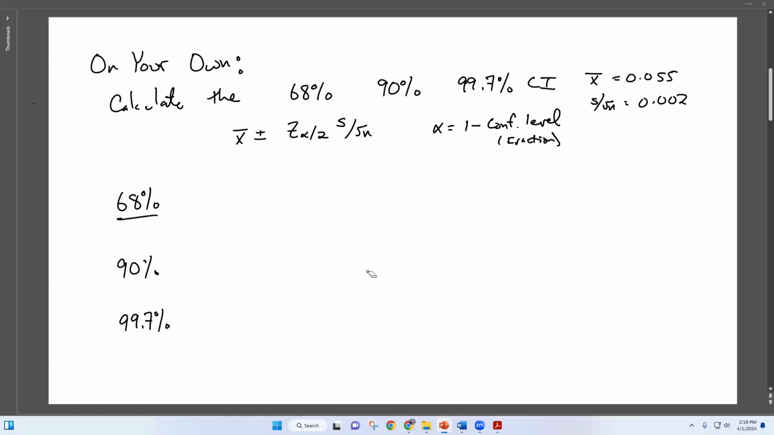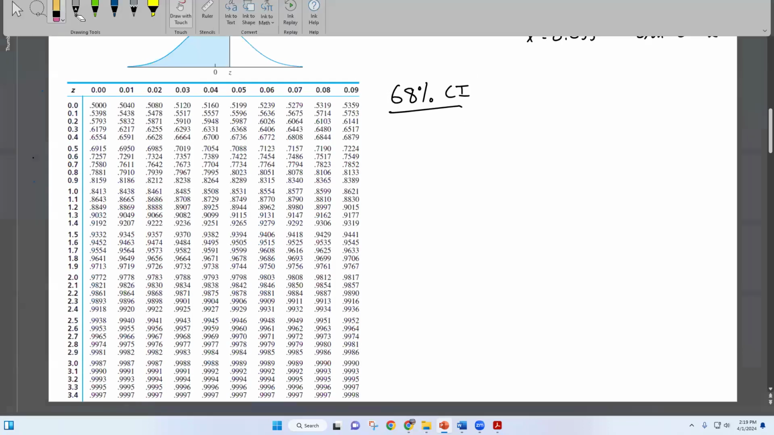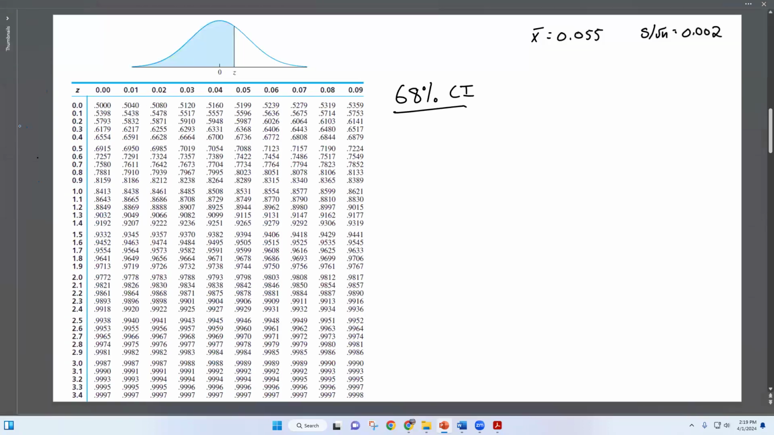So let's do this together. We'll start with the 68% confidence interval. To do that, we need to first define our alpha. So in this case, alpha is going to be equal to 1 minus our confidence level, which is 1 minus 0.68. And that's going to be 0.32. Now to get the Z values, we need to divide that alpha by 2. So alpha over 2 is 0.16.